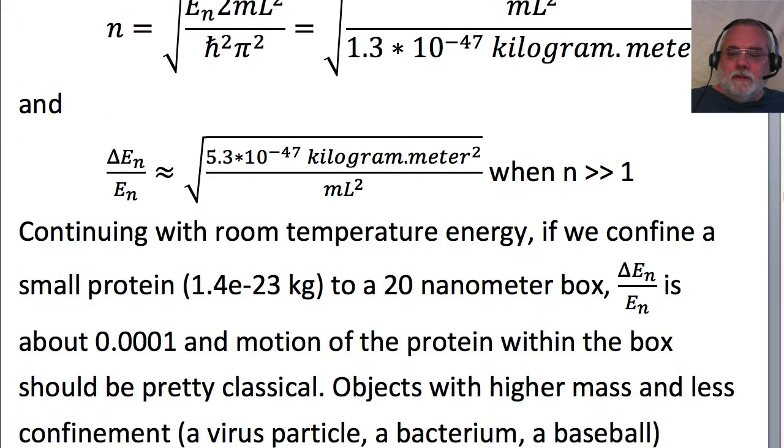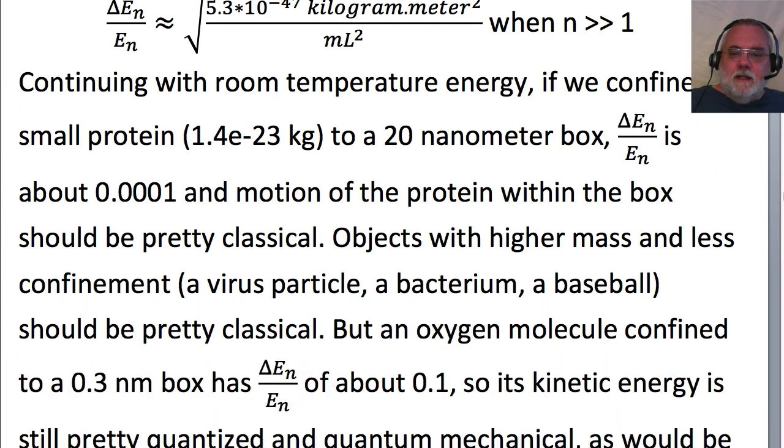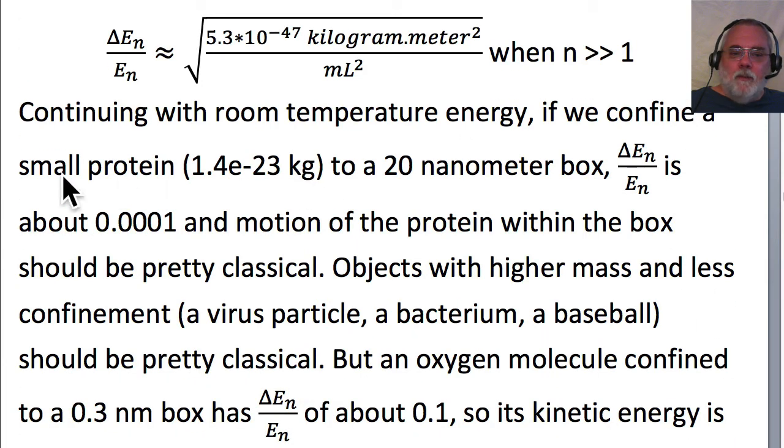Now, sticking with room temperature, let's take a concrete example. Let's confine a small protein weighing 1.4 times 10 to the minus 23 kilograms to a small box, 20 nanometers, so 20 billionths of a meter. An atom is about the size of an angstrom, a tenth of a nanometer. So you could think of this box as being 200 atoms wide. So we're confining a small protein to a box that's 200 atoms wide.